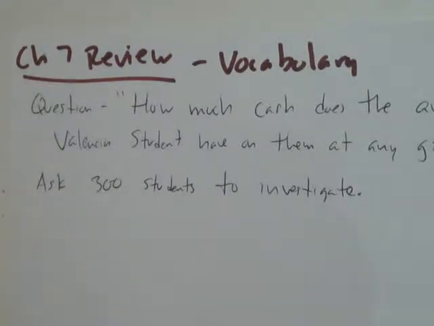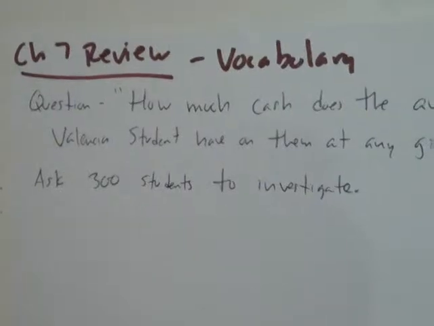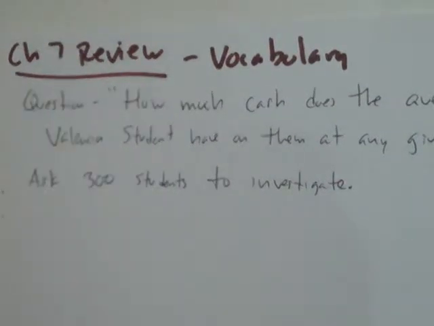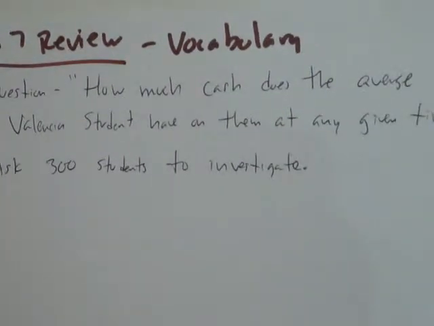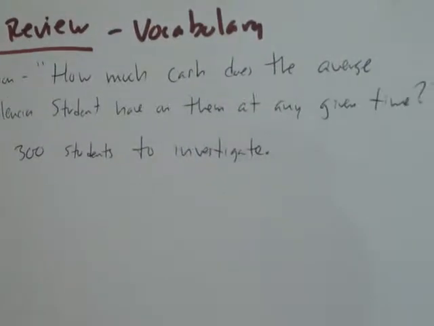Hey guys, okay, so looking at the Chapter 7 review, I wanted to review a little bit of vocabulary before we jump right into all the stuff. So just a little bit of an idea of some of the new words we learned. I've got this scenario that I made up. The question we're trying to investigate here is, how much cash does the average Valencia student have on them at any given time?